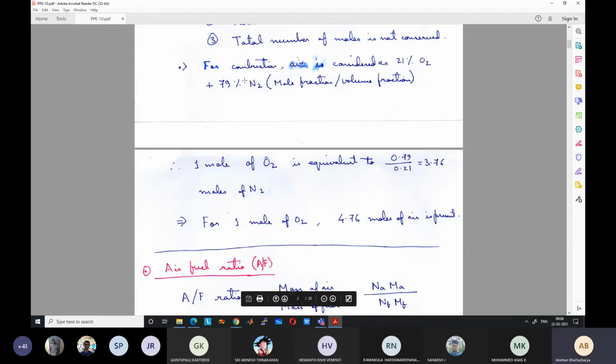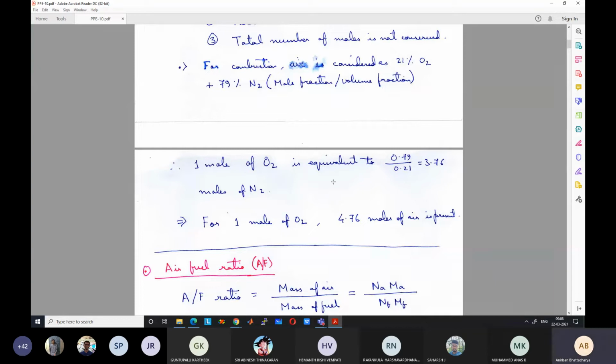So these are some of the basics. Then another thing that we need to consider is that generally air is used for combustion. So when we consider air for our engineering applications, we will assume that air consists of 21% oxygen and 79% nitrogen, as volume fractions or mole fractions. Volume fractions are analogous to mole fraction: the number of moles of that element divided by the total number of moles.